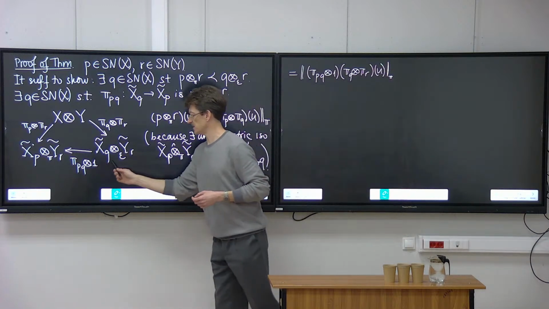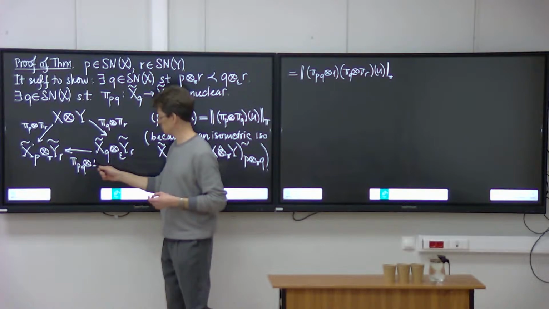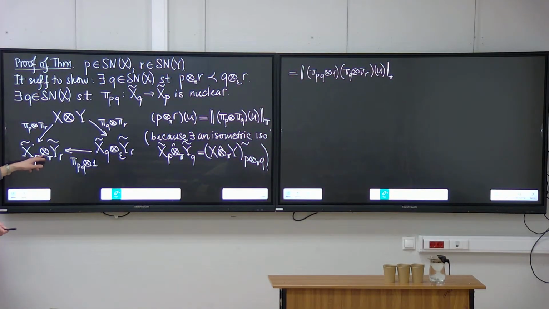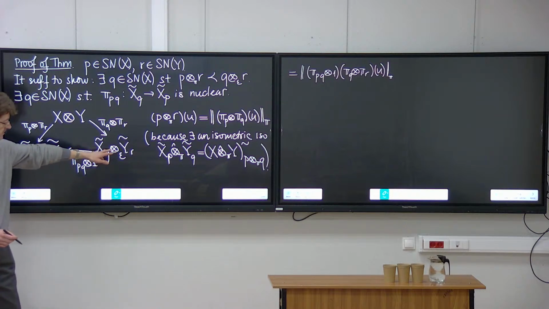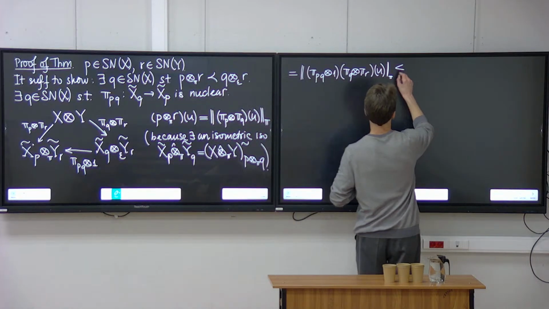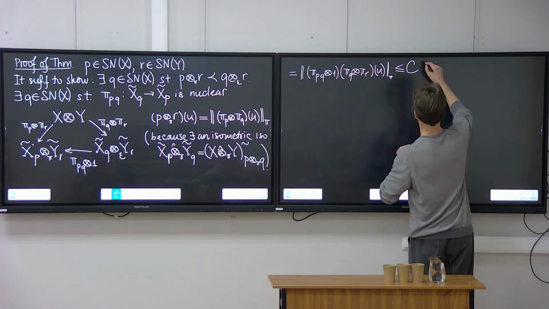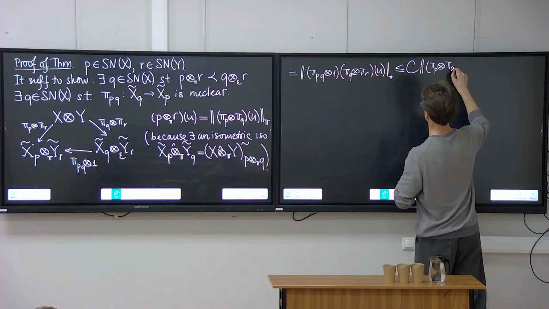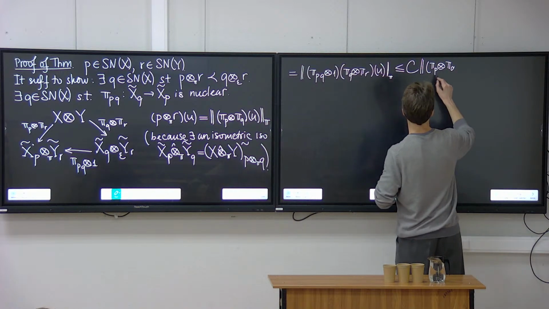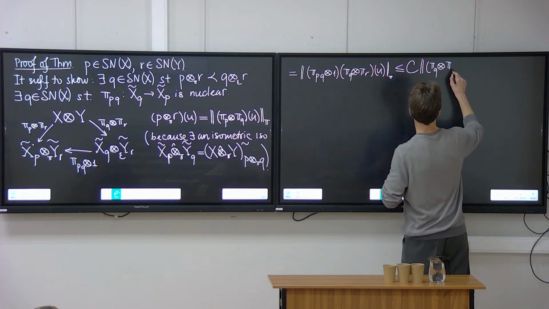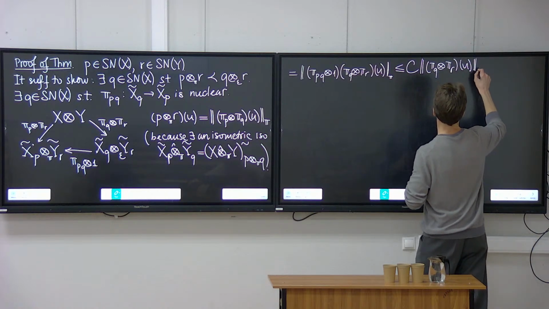And now let's look at the horizontal arrow. By number 2, this map is continuous if we equip this with the projective tensor norm and this one with the injective tensor norm. So this is continuous. So we can estimate this as a certain constant multiplied by the norm of this element, and here we take the injective tensor norm, of pi q tensor pi r applied to u.